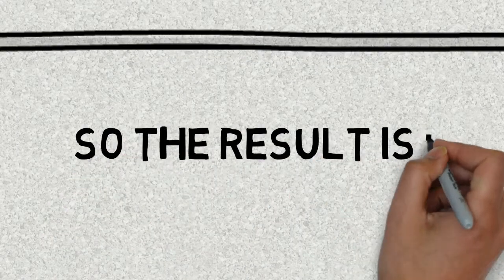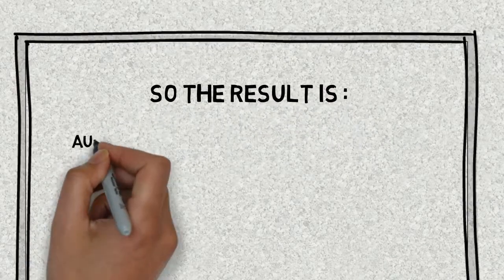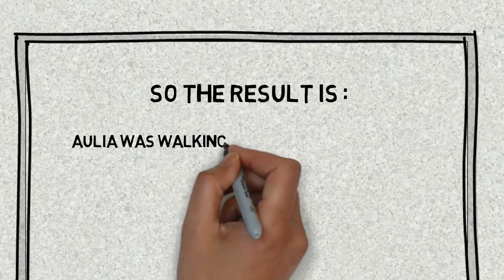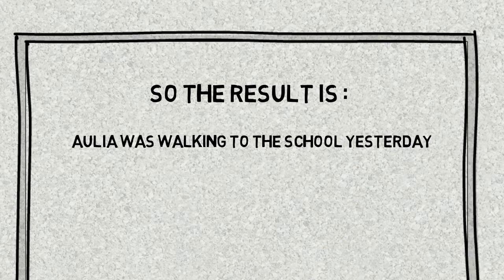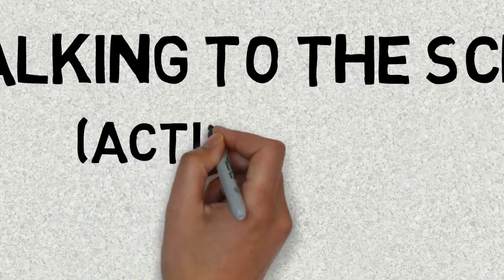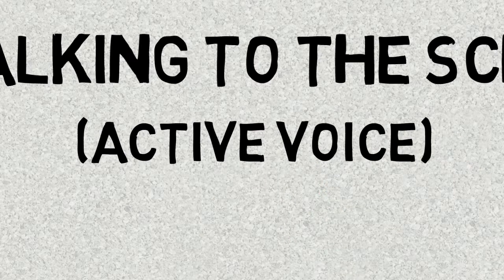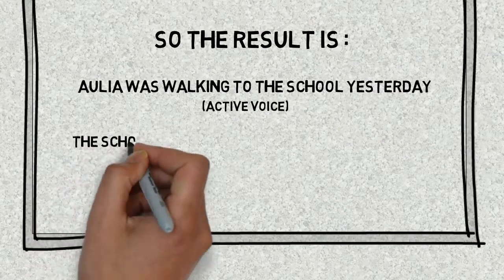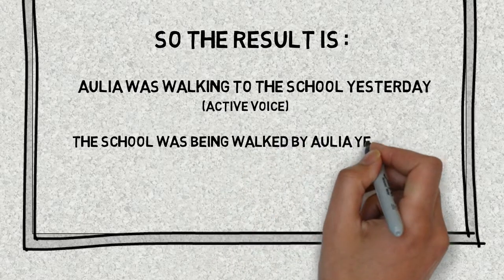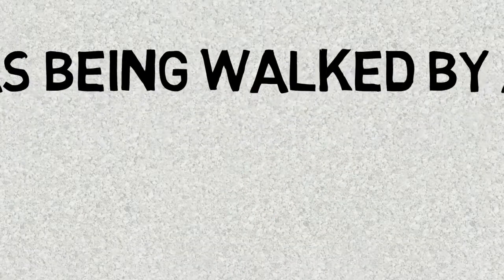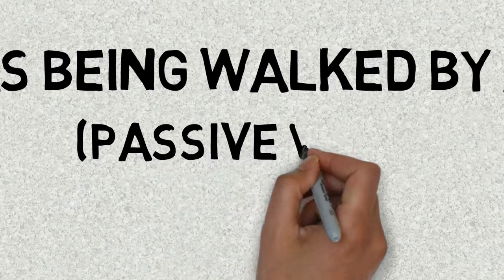So the result is, Aulia was walking to the school yesterday. It is an active voice form, so we change it into a passive voice form. So we will get the school was being walked by Aulia yesterday. So it is the passive voice form.